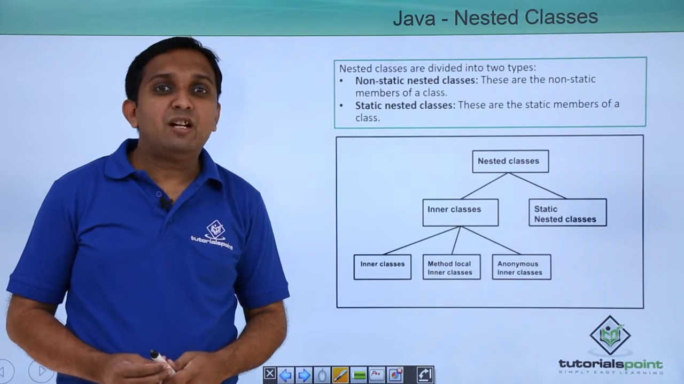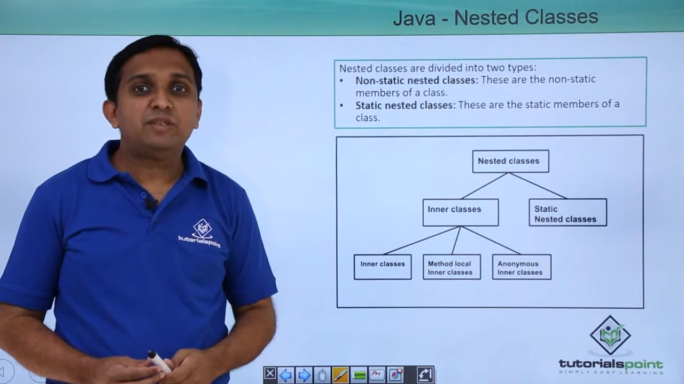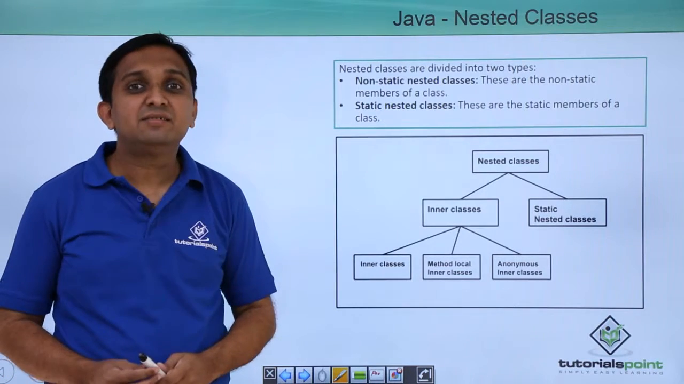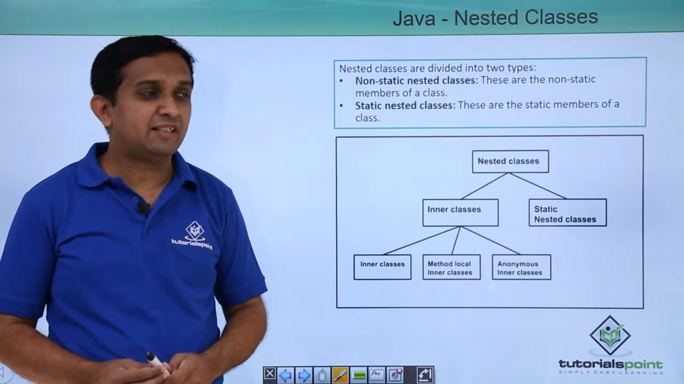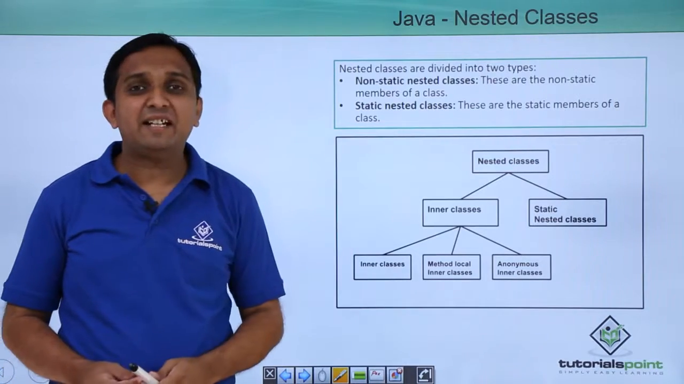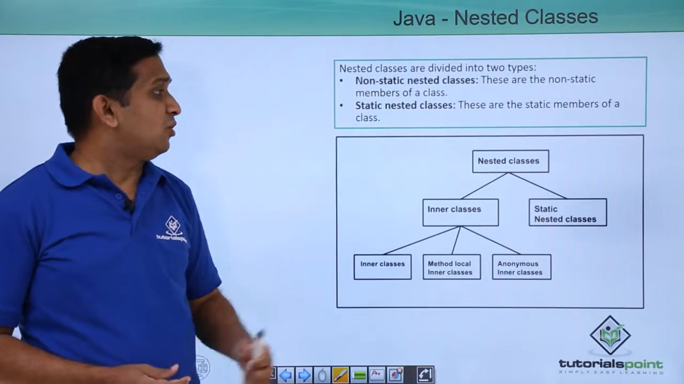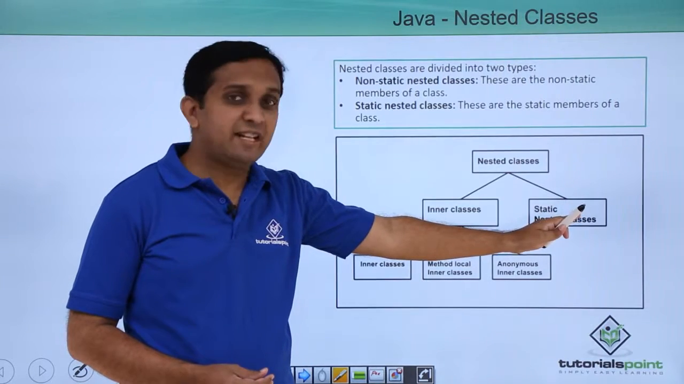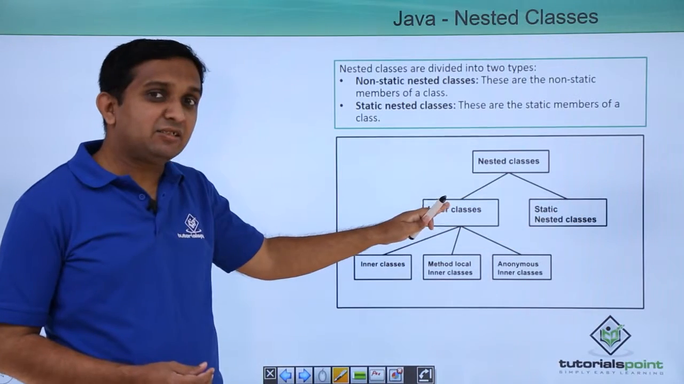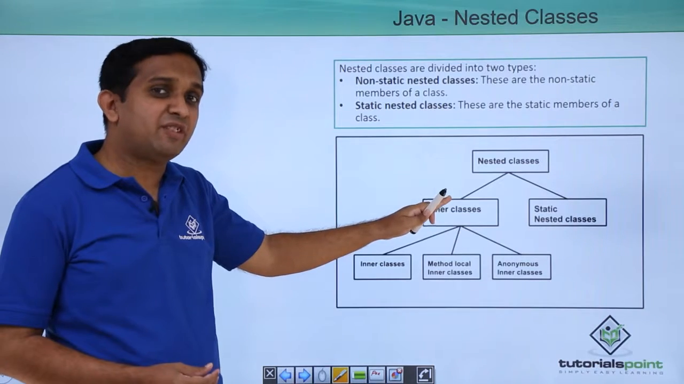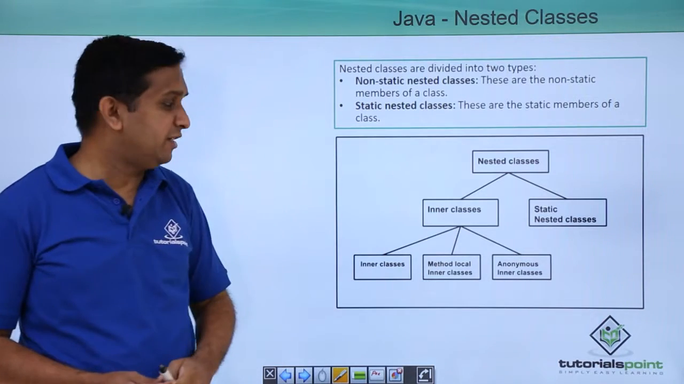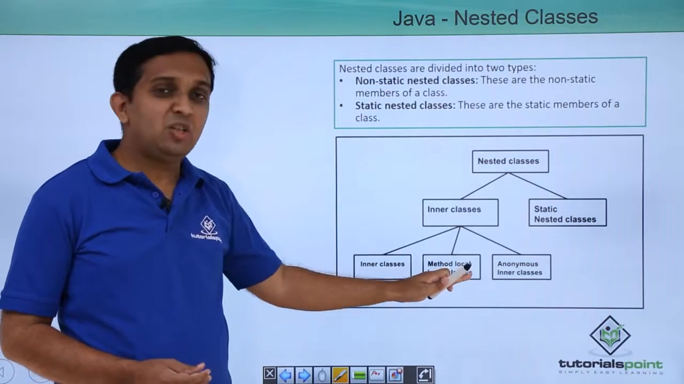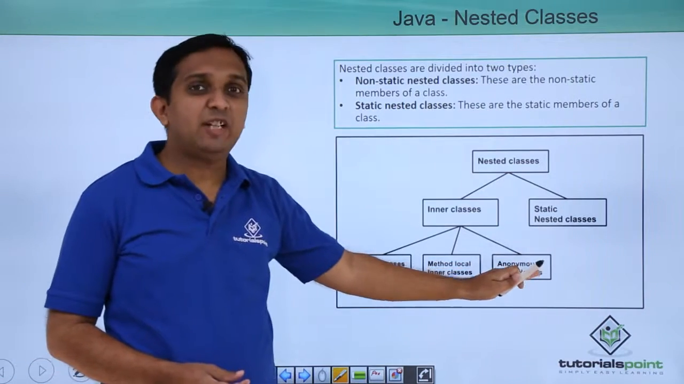Now when we come to the implementation part of inner classes, there are two types of inner class. One is non-static inner class or non-static nested class and another is static nested class. So static nested class is on the right hand side in this diagram, and non-static inner class we can further divide into subcategories. The categories are simple inner class, method local inner class and anonymous inner class.